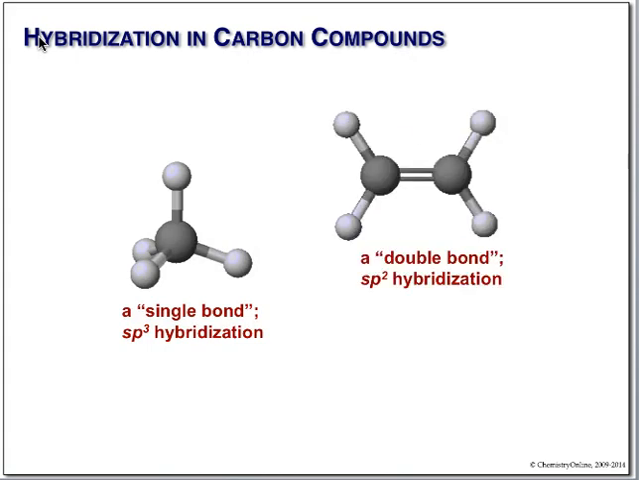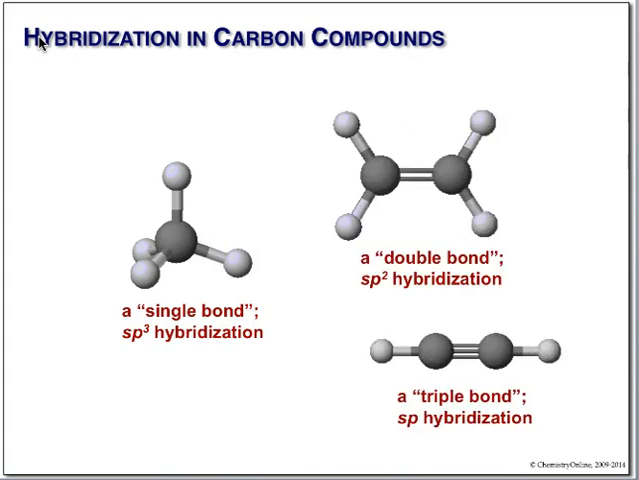Way back in chapters 1 and 2, we talked about alkanes. Alkanes, we said, are composed of 4 sigma bonds. They're tetrahedral. It's sp3 hybridization. That means we take 1 s and 3 p orbitals, and we make 4 sigma bonds.